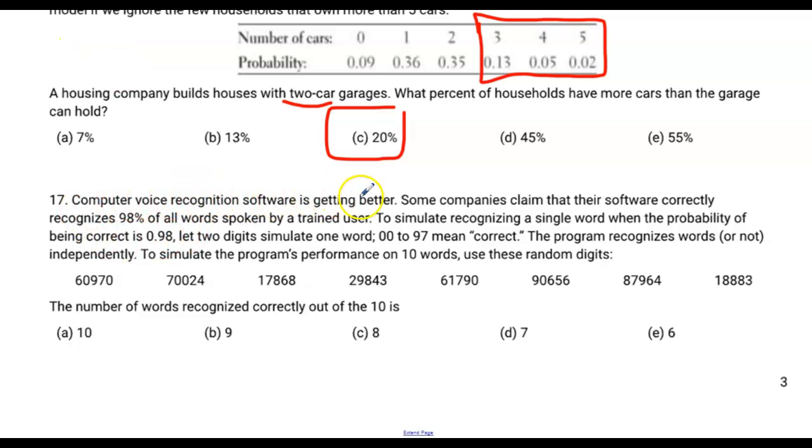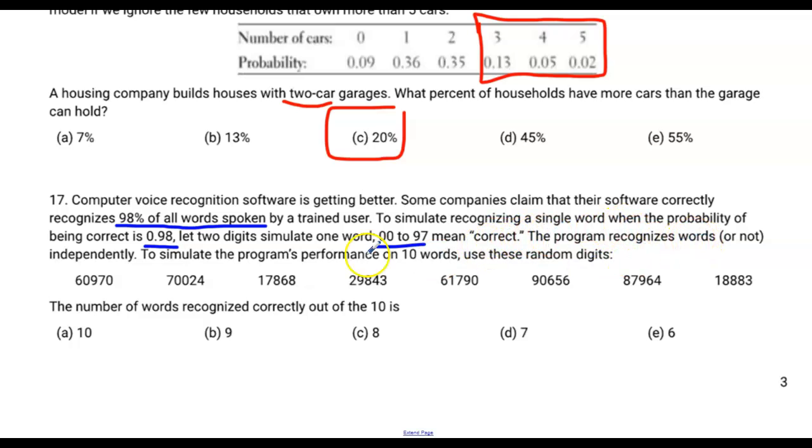Moving on to the question about Alexa. Computer voice recognition software is getting better. 98% of all words spoken by a trained user, that's very good. I remember back in my day, I used to talk to my computer all the time, and it didn't listen to a word I said. Simulate recognizing a single word when the probability of being correct is 0.98. We're going to let 2 digits simulate 1 word. So 00 to 97, I remember this old trick, 00 to 97 means 98 possible choices, means correct.